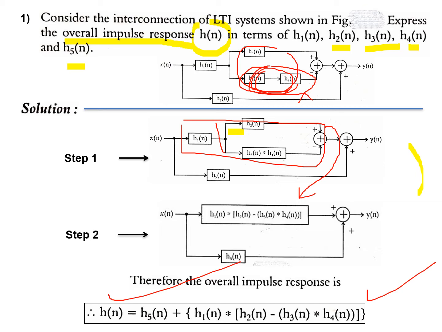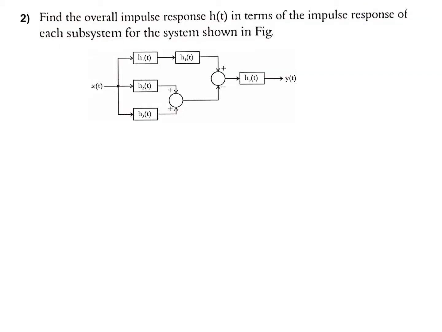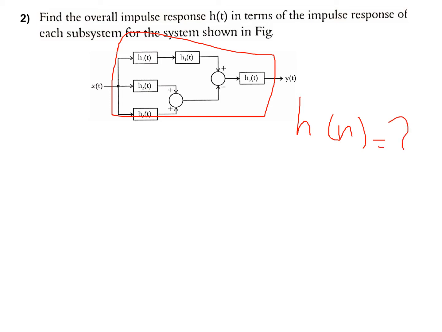Let us solve some more problems. Yeah, this problem, again the same, it's a repetition of the previous, only the system is different. Once again there are 5 subblocks. Each subblock is represented by an impulse response because each of the subblocks is linear and time invariant. Now for this entire system you have to find what is h of n, the overall impulse response in terms of h1, h2, h3, h4, h5.